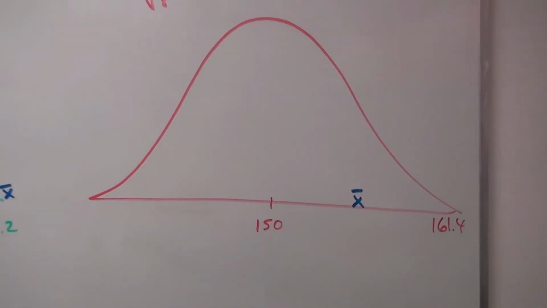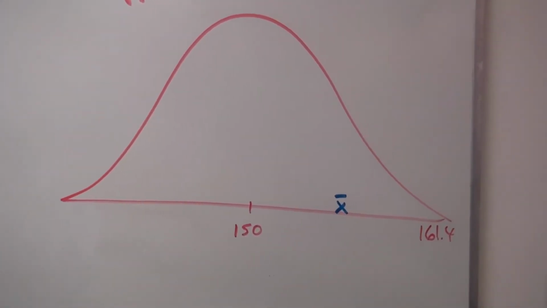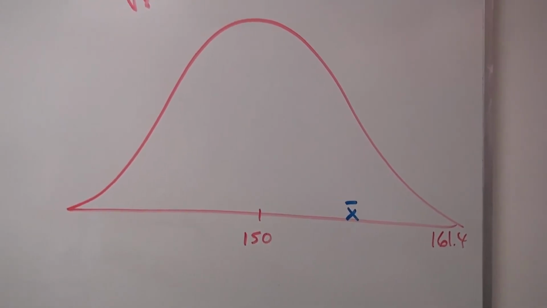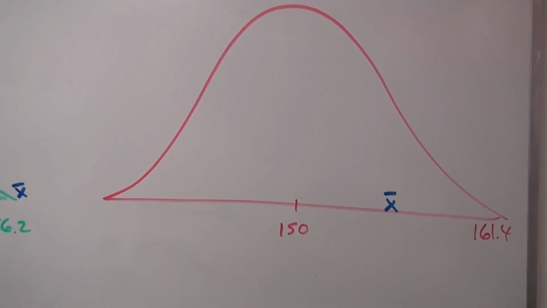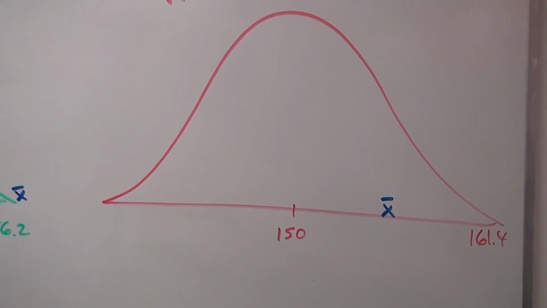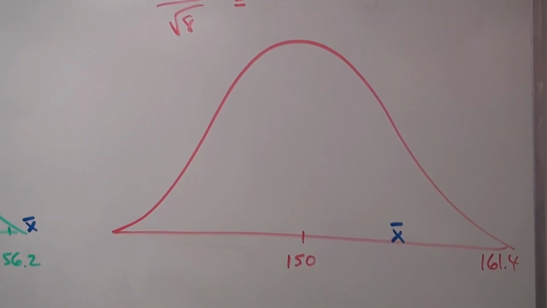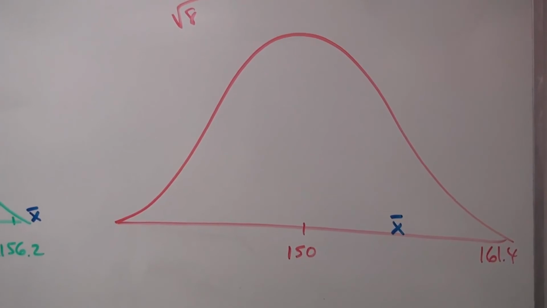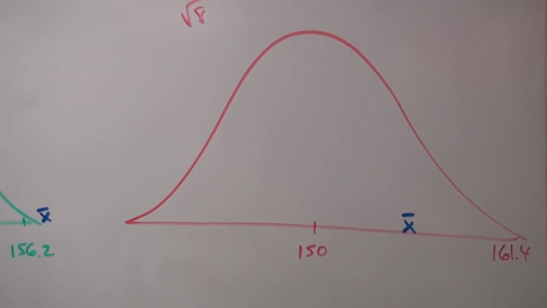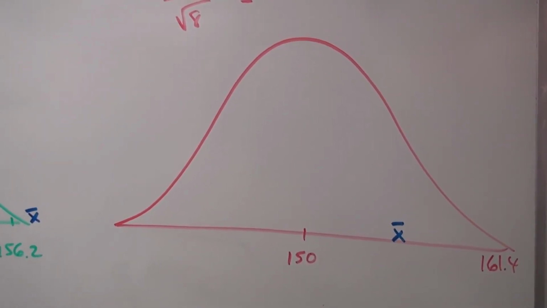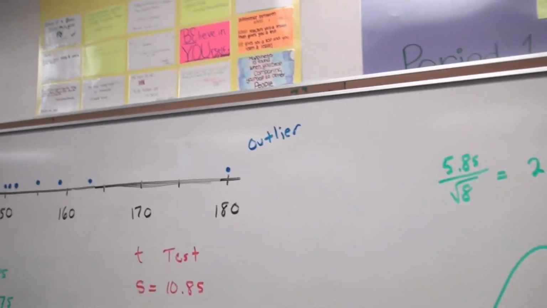So it's a more spread out t-distribution. You've got to get way out there to 161 to make it out to the tail. So even though our sample mean is bigger, it's in a t-distribution that has a much bigger standard error of the means, and so that is the reason why a t-distribution is robust and it's resistant to outliers.